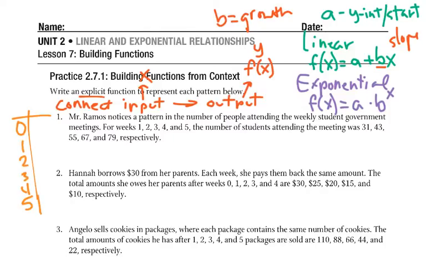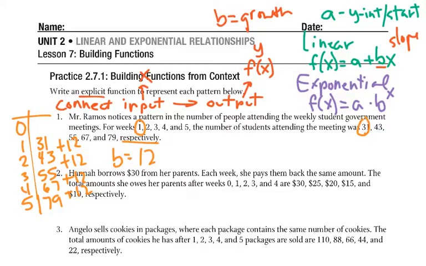Okay, so week 1, we had 31. Respectively tells us that the first number here and the first number here match up. So at 2 we had 43, 3, 55, 4, 67, and 5, 79. We should be able to notice a pattern here. To get from 31 to 43 we would have to add 12. Would that also get us to 55? Yep, so we're adding 12 each time. So there's our growth. b equals 12.